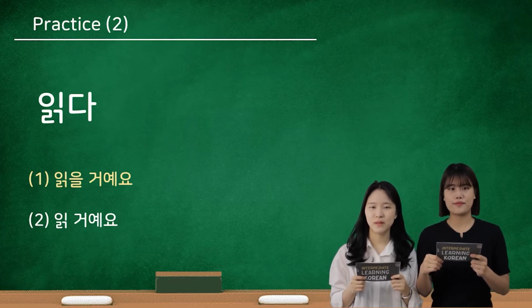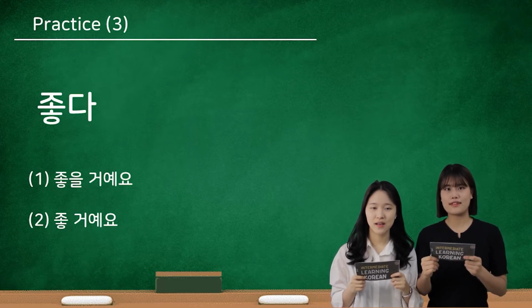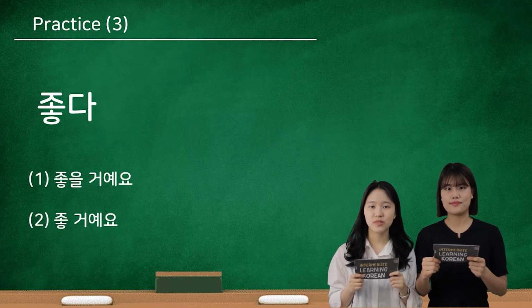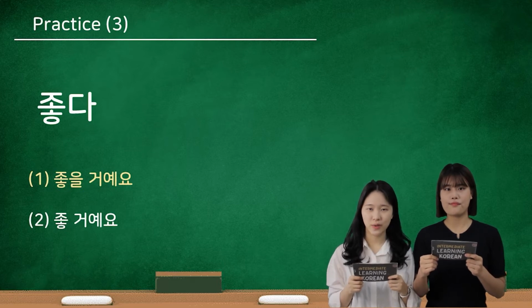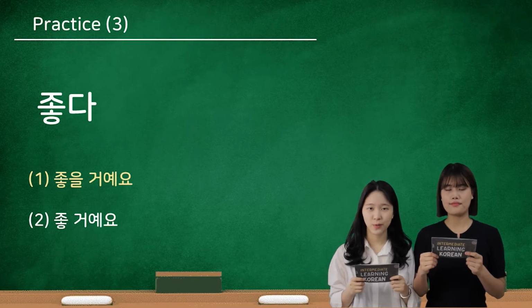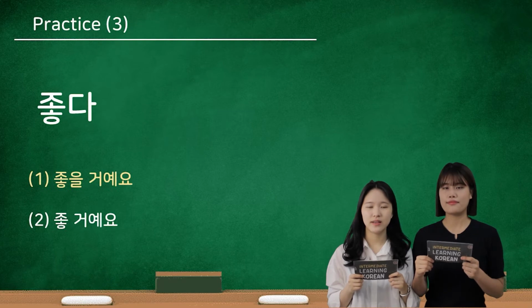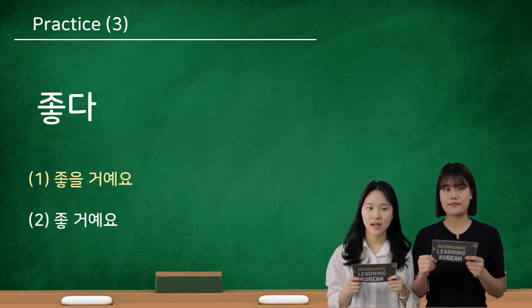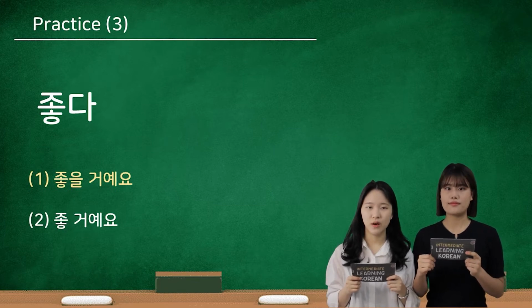Yes. Next problem. 좋다. What should we change 좋다 to? Yes, great. It is 좋을 거예요. Okay, one more time. 좋을 거예요. Because there is a final consonant in the adjective 좋다, 을 거예요 is used to become 좋을 거예요.